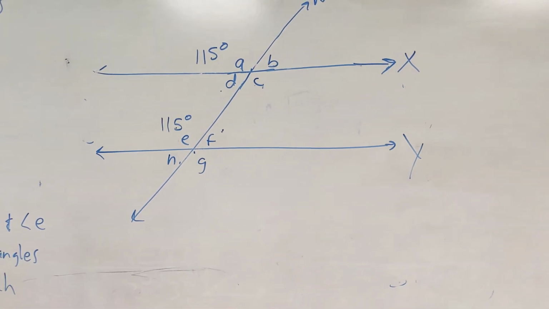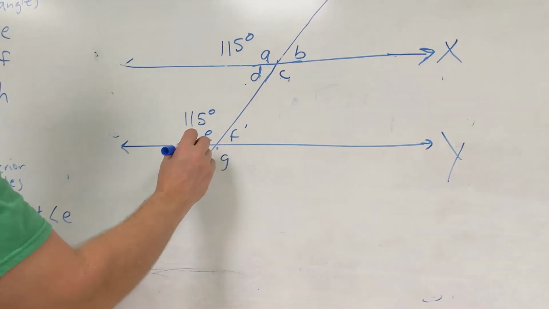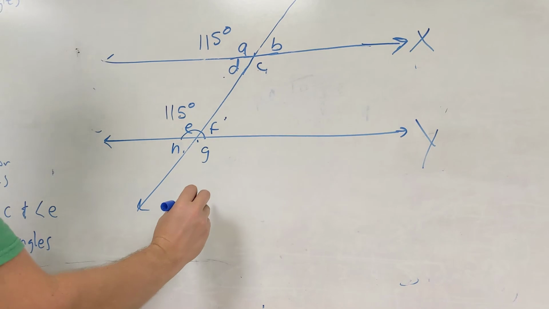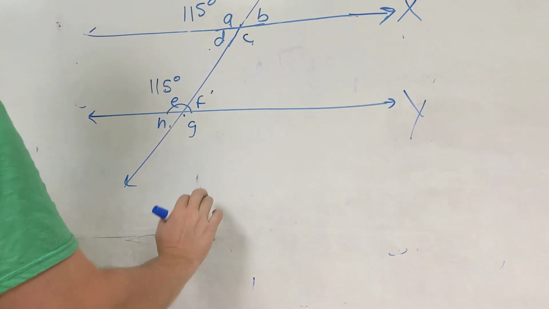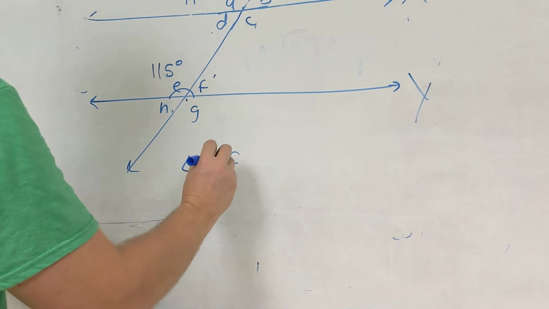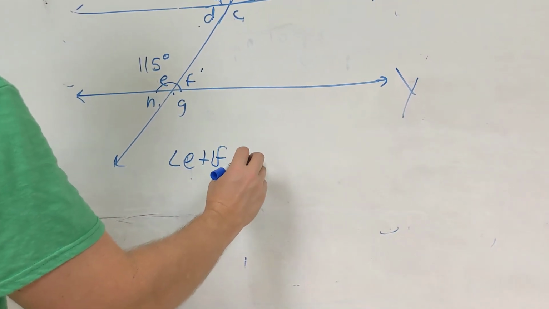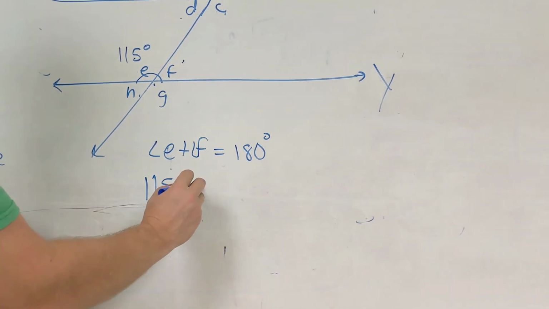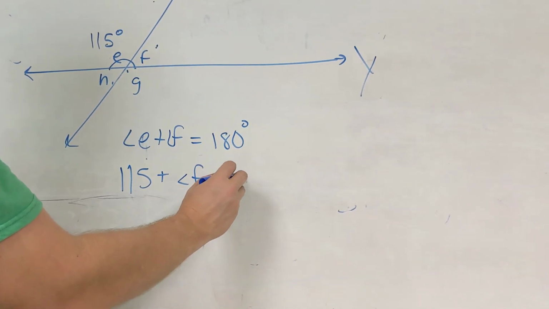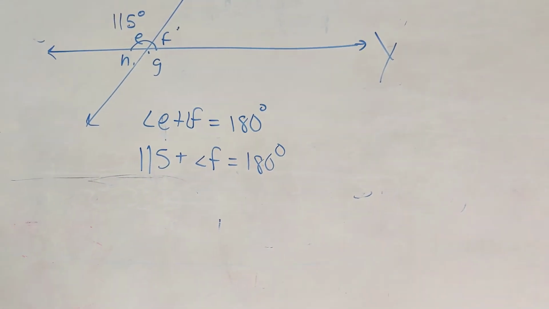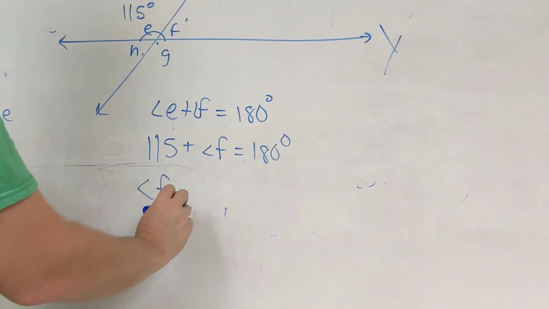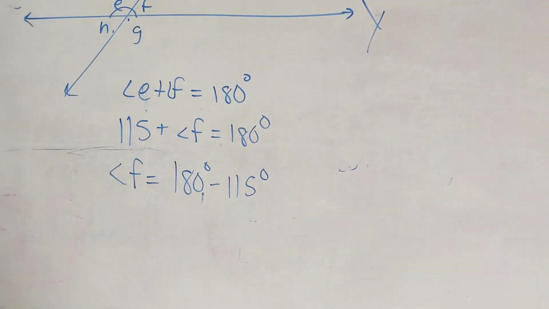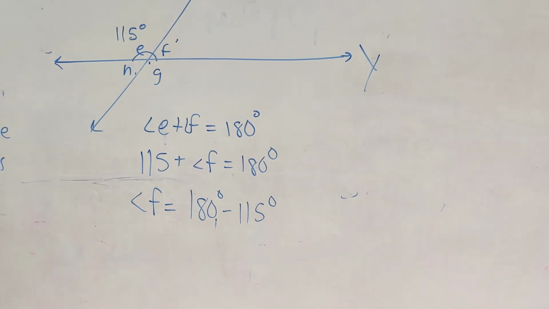Okay? And then we should also know that the total distance from here to here should be 180. So now we can figure out F. If we know that angle E plus angle F is equal to 180 degrees, and we know E is 115, plus angle F is 180. So now we can say that angle F is equal to 180 degrees minus 115 degrees. Okay?